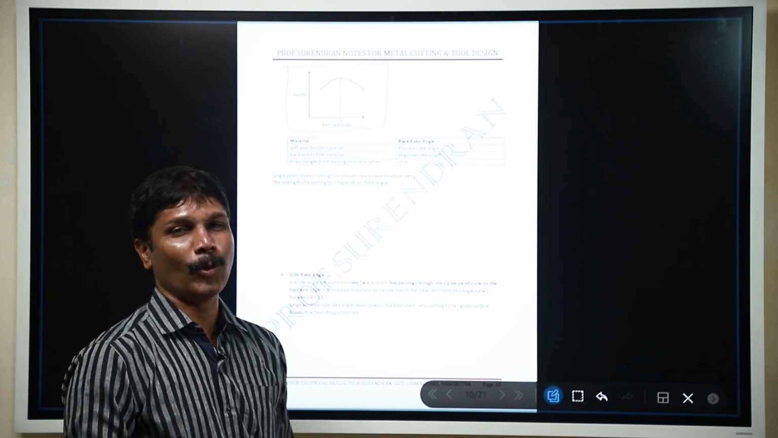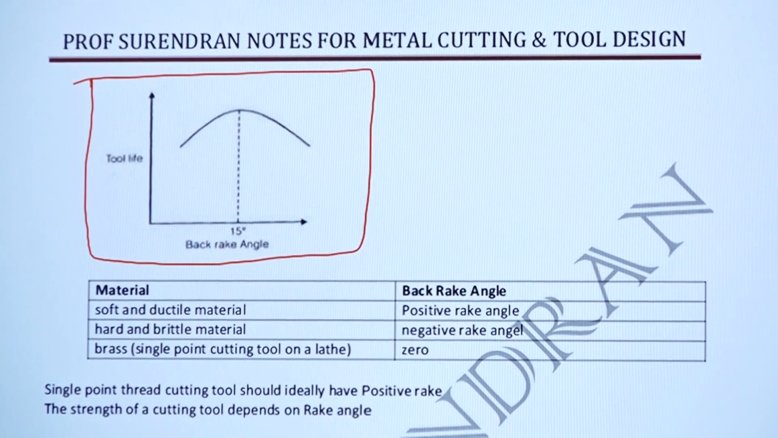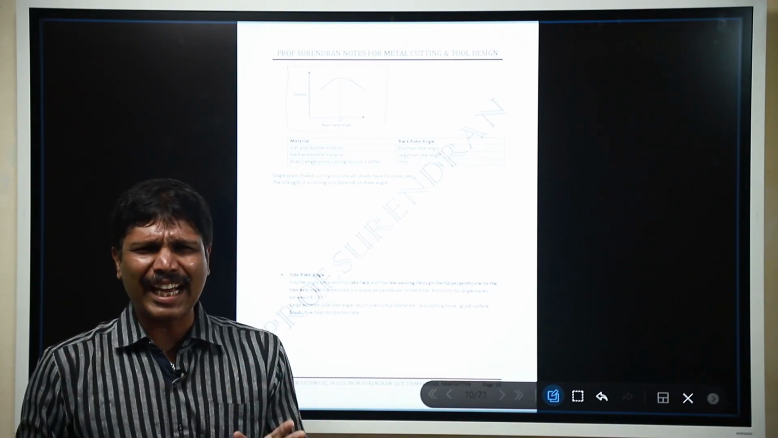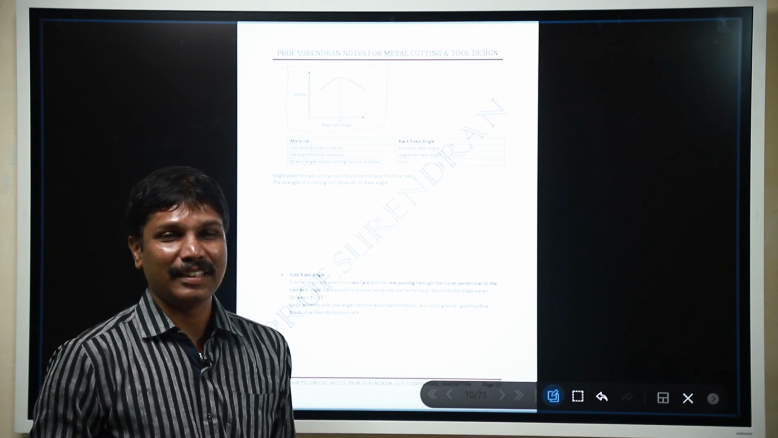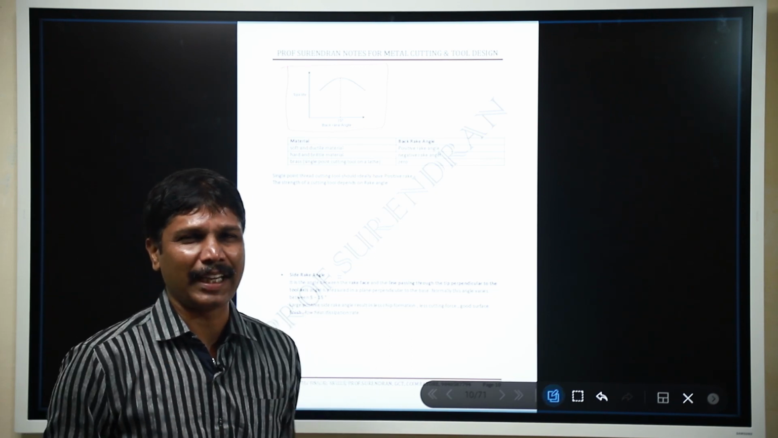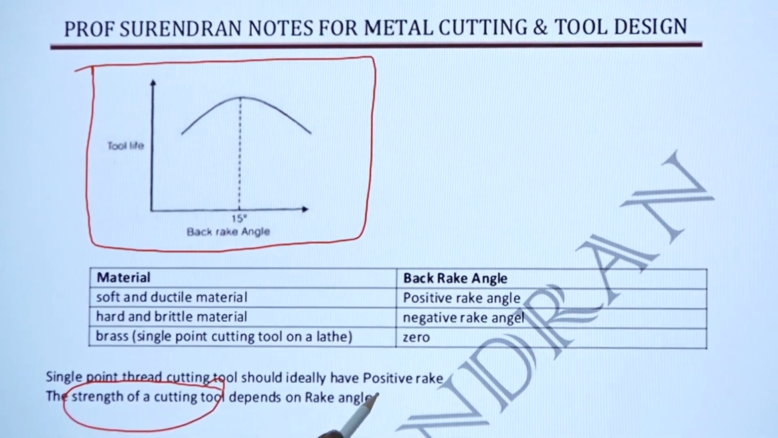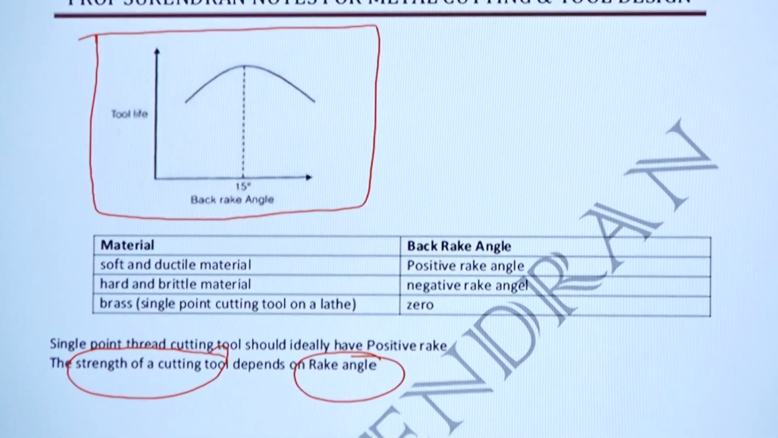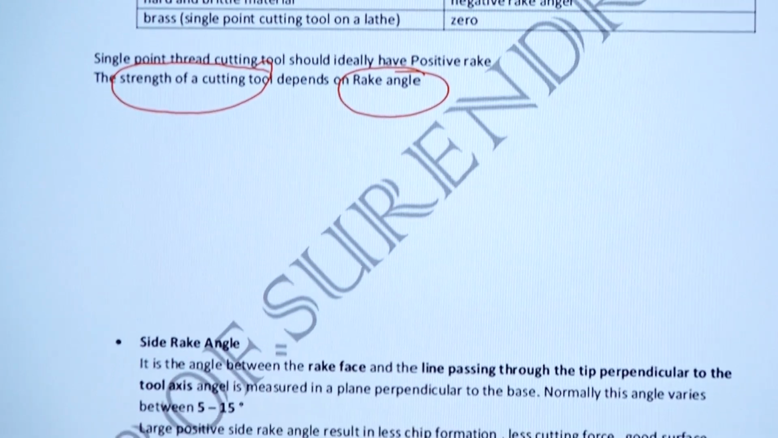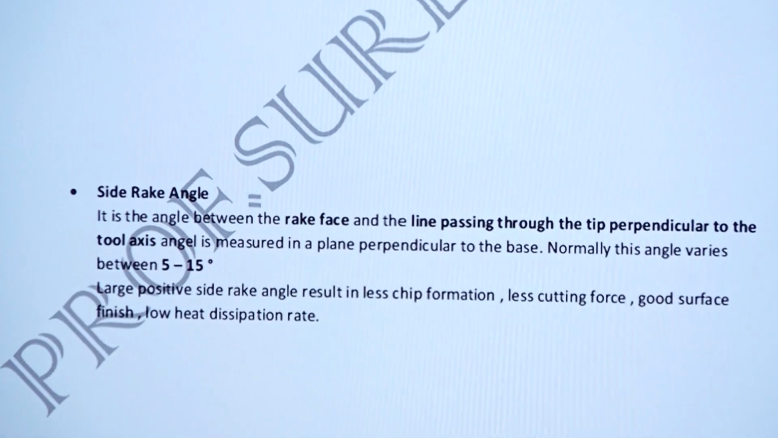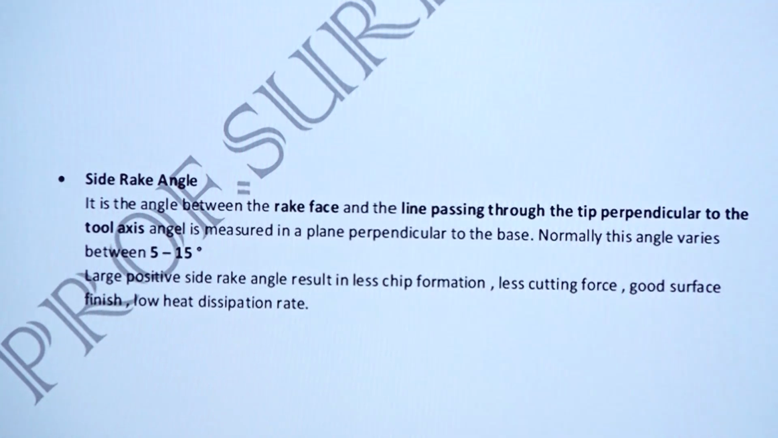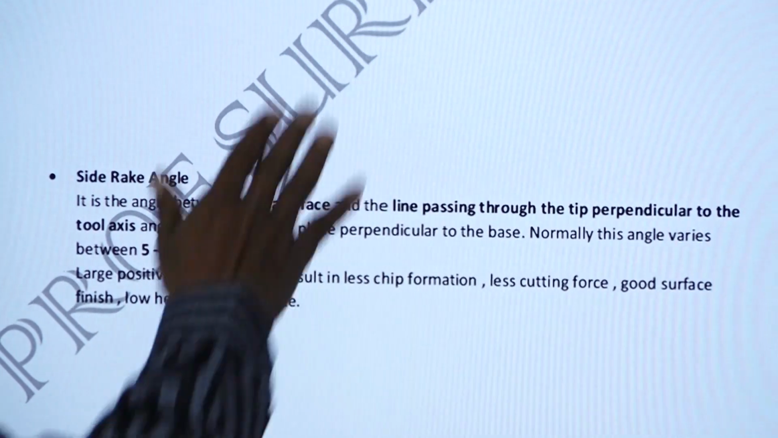A single point cutting tool ideally has a positive rake angle. The rake angle means perfect cutting, and the strength of the cutting tool depends on the rake angle. So next, after back rake angle, we are going for side rake angle. You can observe the previous diagram.